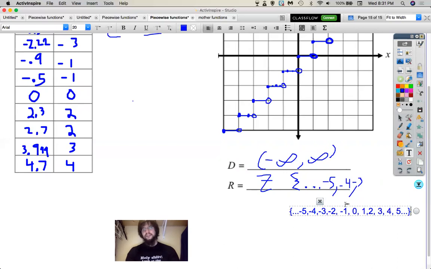You don't have to go to the 5s. You can just do dot dot dot, negative 2, negative 1, 0, 1, 2, dot dot dot. That's important. Dot dot dot says you're going out forever.